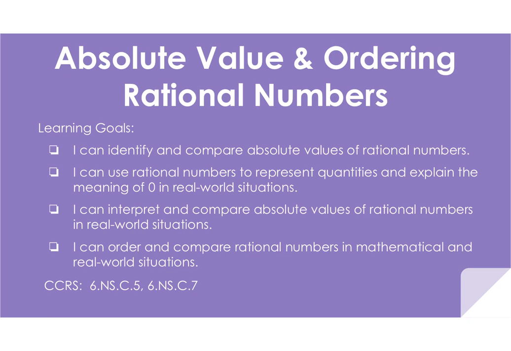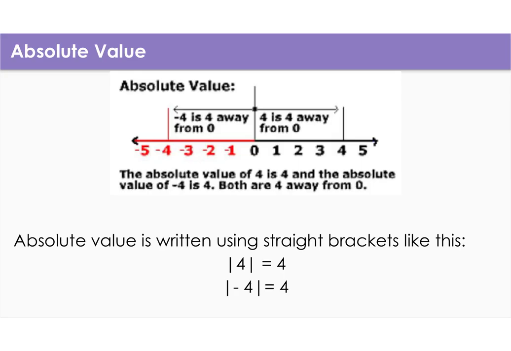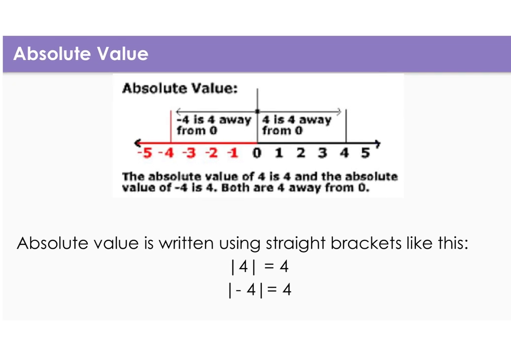Absolute value in ordering rational numbers. Absolute value is the distance a number is away from 0. And distances are always positive. So absolute value is always going to be a positive value. So the absolute value is written using straight brackets like these.